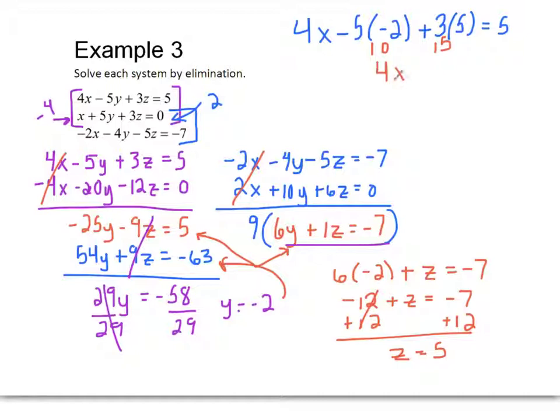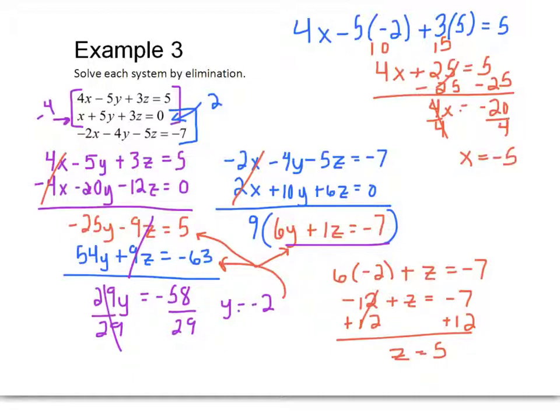So 4x plus 25 equals 5, minus 25 on both sides. Divide by 4. So x equals negative 5. So that means our answer here would be x, which is negative 5, y, which is negative 2, z, which is positive 5.